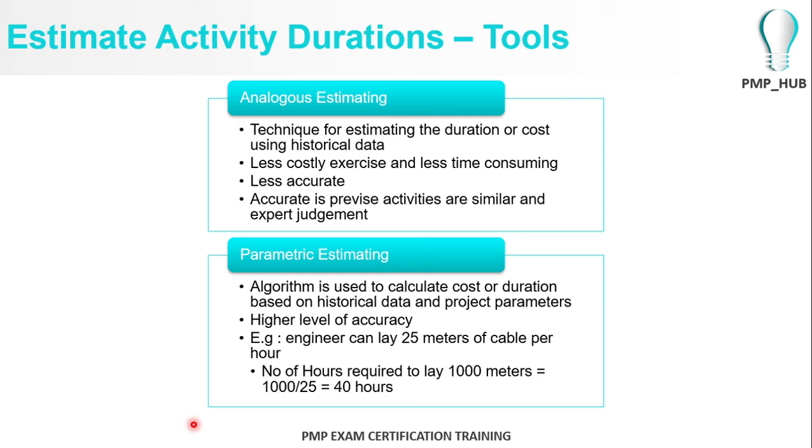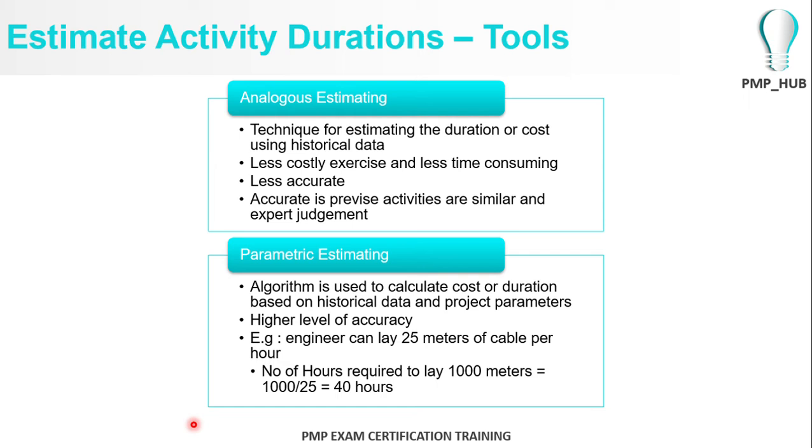In order to estimate the activity durations, as a project manager, you can use several types of estimating techniques. One is the analogous estimating technique. This is where you take historical data in order to estimate your current activity durations. This will be a less costly exercise and less time consuming, but however, using historical data to estimate the activity duration of your current project will be much less accurate and maybe due to your judgment.